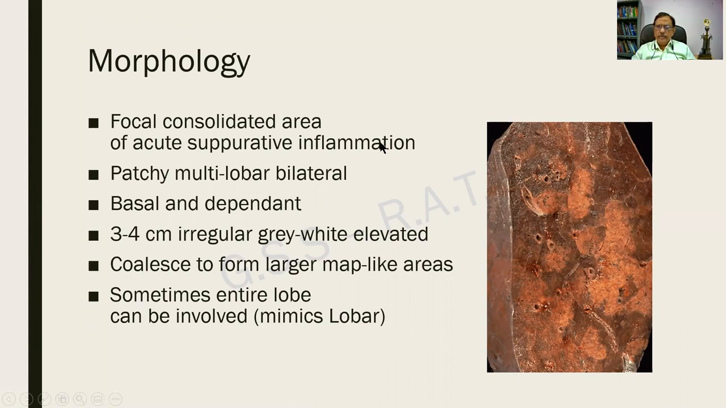Now coming back to the morphology, there is a focal consolidated area of inflammation, which is patchy. Usually the basal lobes are more involved because of the dependency. It is about 3 to 4 centimeters elevated above the remaining cut surface. And they can coalesce together to form large, irregular, map-like areas. And when the coalescence is too large, it can mimic a lobar pneumonia.